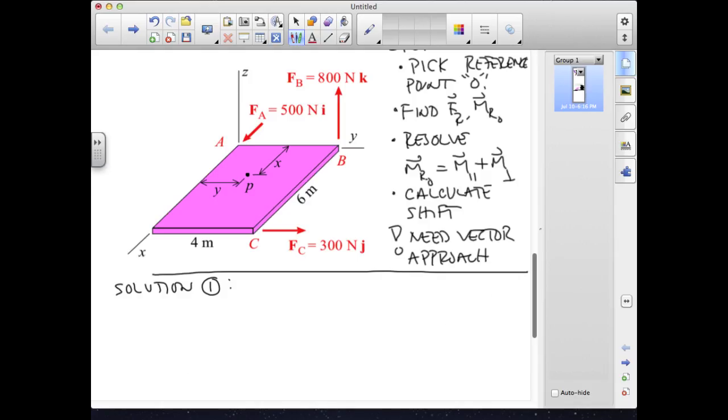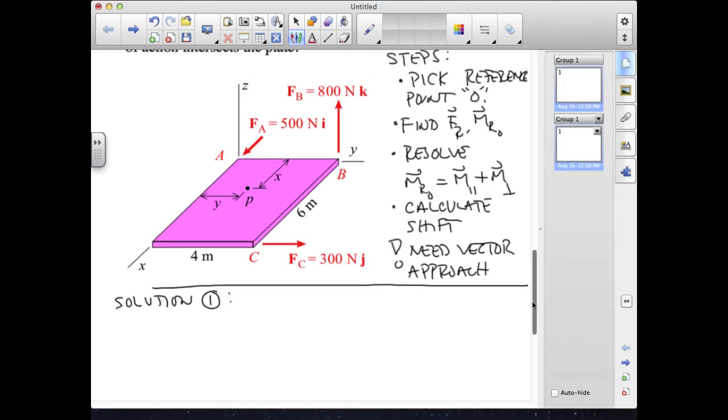So again, one of the things that's a little bit confusing or intimidating about this particular problem is it has not provided the reference point. It simply asks us to find the point P where the line of action of this force intersects the plate. So it has kind of bypassed the first step of the problem in the problem statement. So for a first solution, I'm going to choose our reference point O to be A.